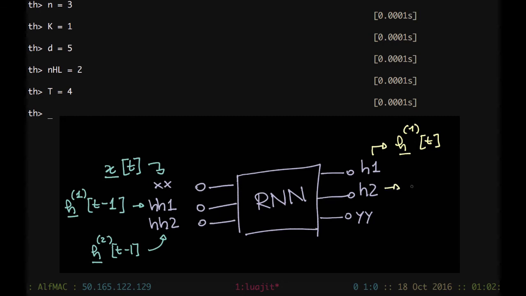The second one instead is going to be H for my second layer, again time interval t, and then the last one I will have my prediction sequence. So let's make now this central block with all these terminals. We are gonna have three inputs and three outputs.